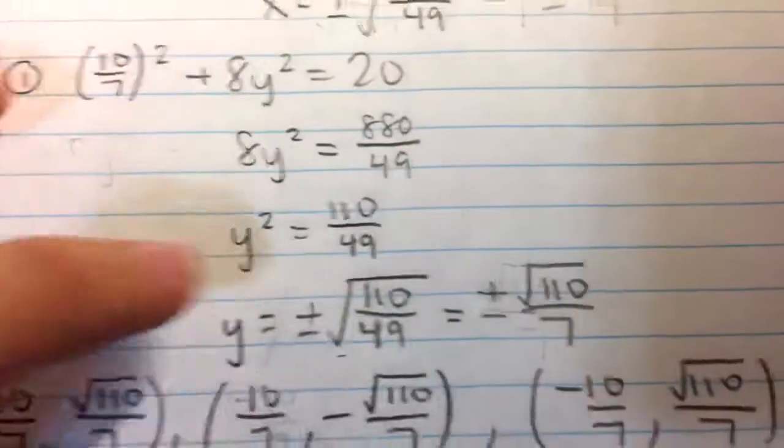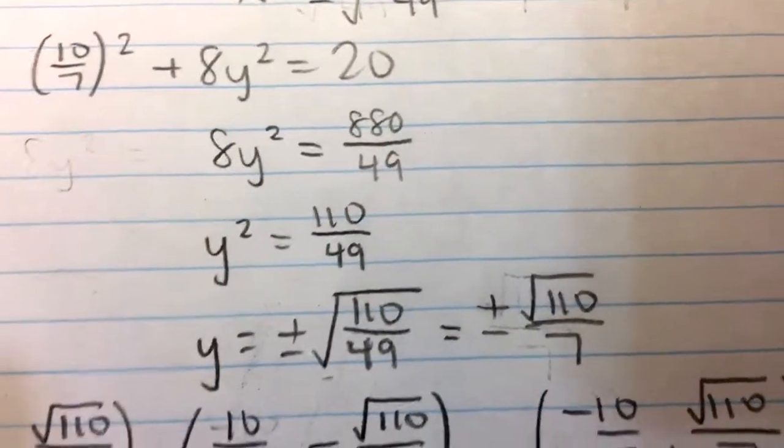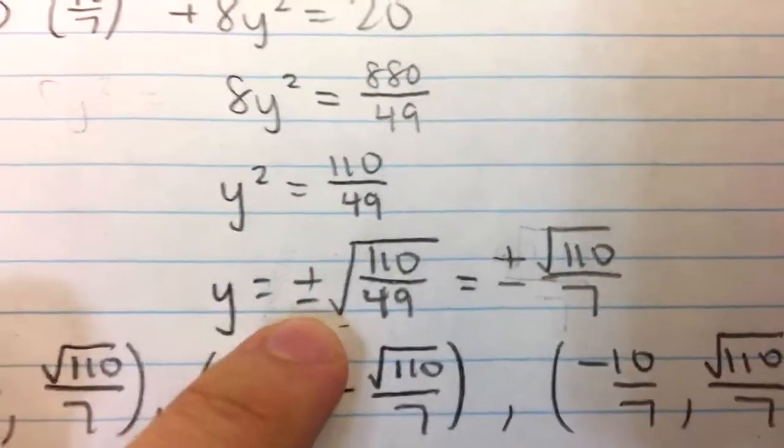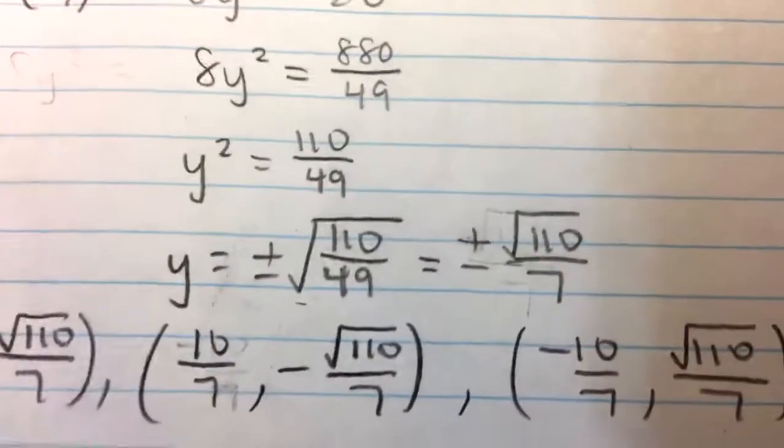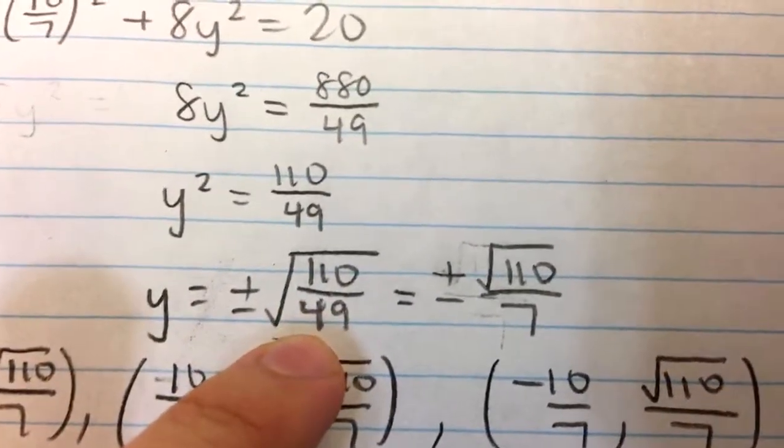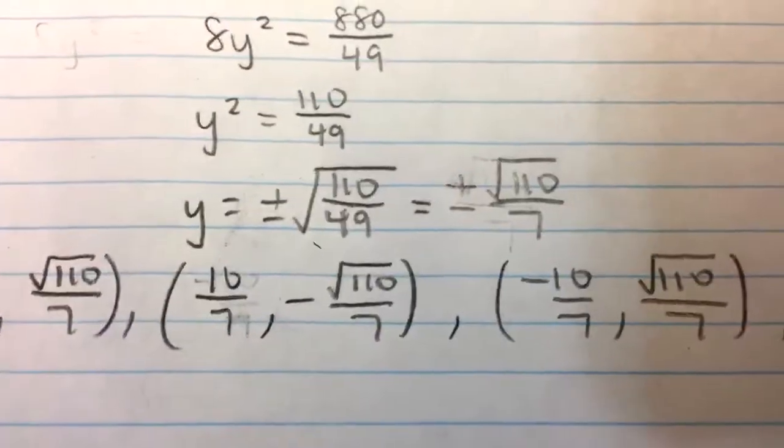Divide both sides by 8 to get 110 over 49. Then take the square root. We get plus or minus the square root of 110 over 49, which is the square root of 110, which can't be simplified, over the square root of 49, which is 7.